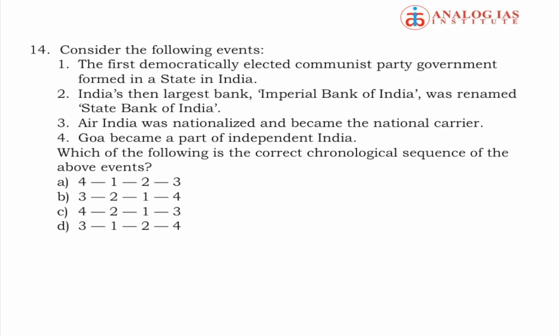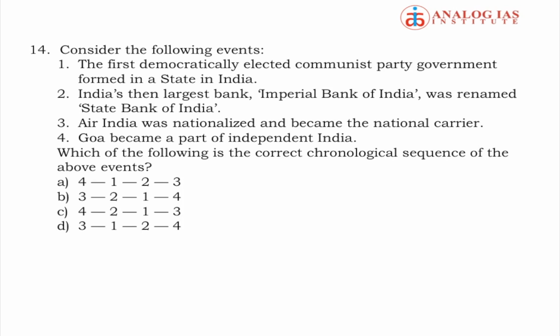Next question. Consider the following events. First, the first democratically elected Communist Party government formed in a state in India. Second, India's then largest bank, Imperial Bank of India, was renamed State Bank of India. Third, Air India was nationalized and became the national carrier. Fourth, Goa became a part of independent India. Now we have to arrange these events in a chronological sequence.